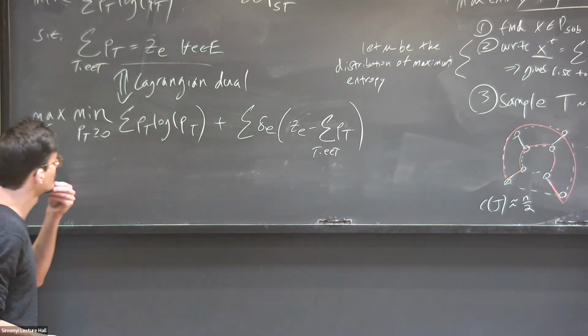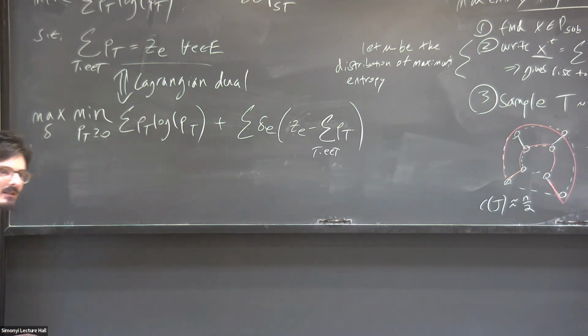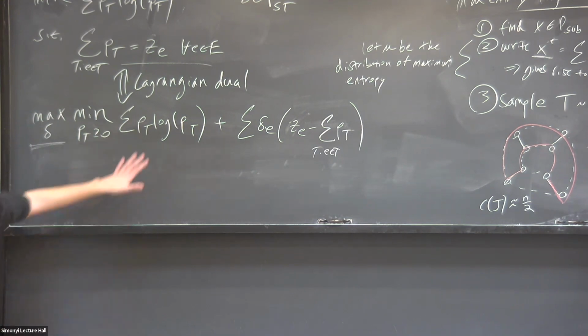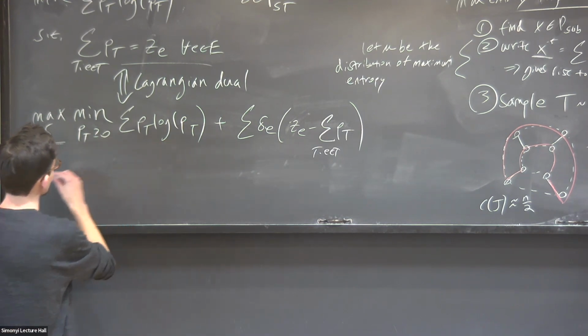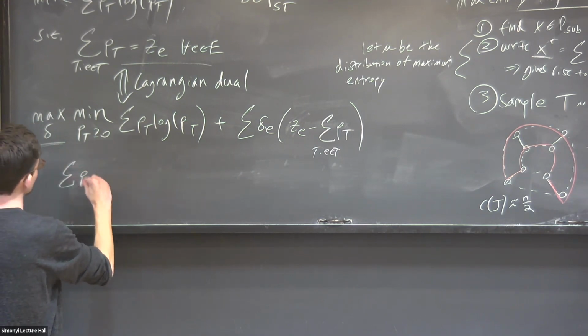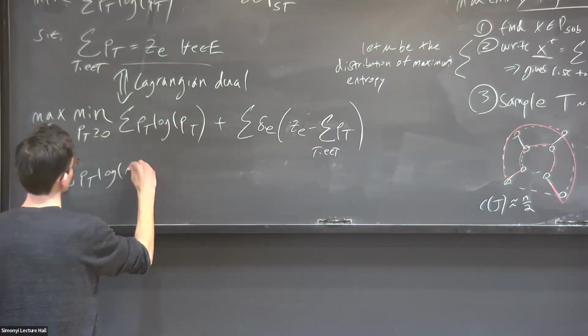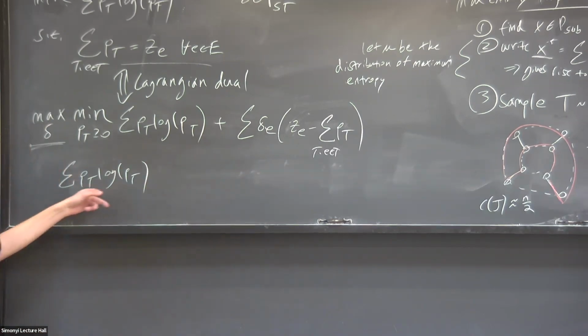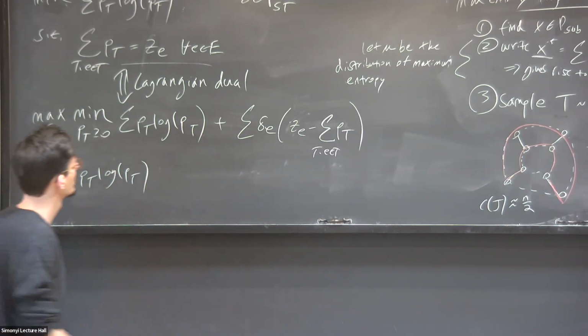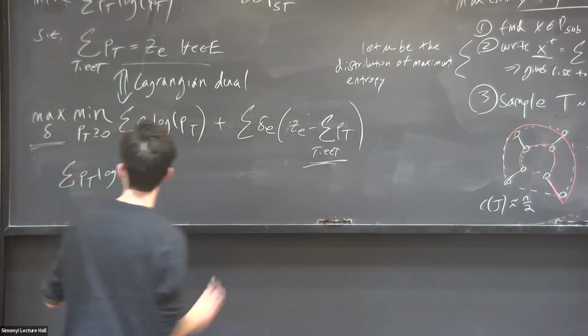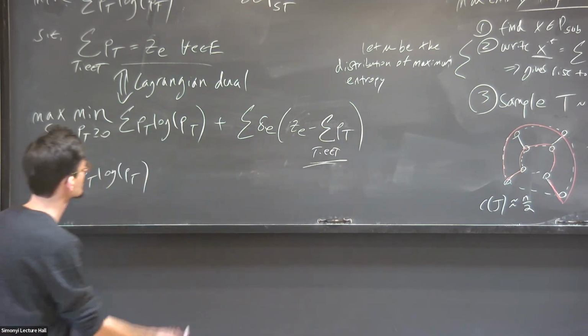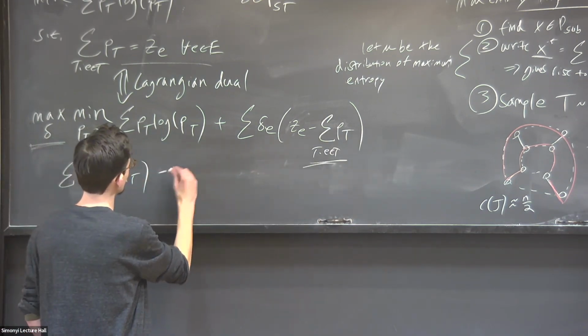Okay, but now if you stare at this for a second, you notice that once I fix delta, this actually becomes very simple. So this is just for a fixed delta. I'm just going to sum over PT log PT. And then once I fix a tree, what am I going to get for that tree?